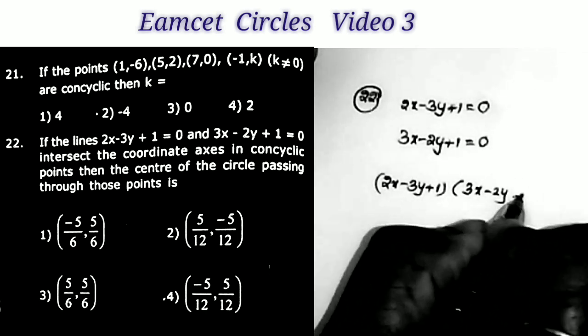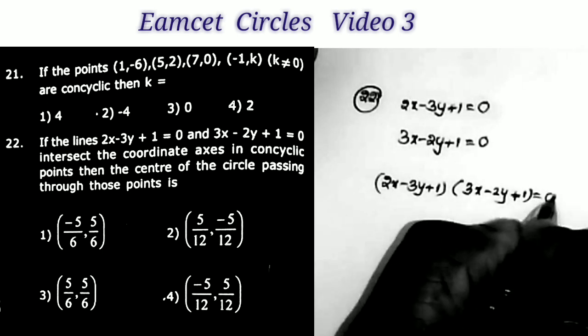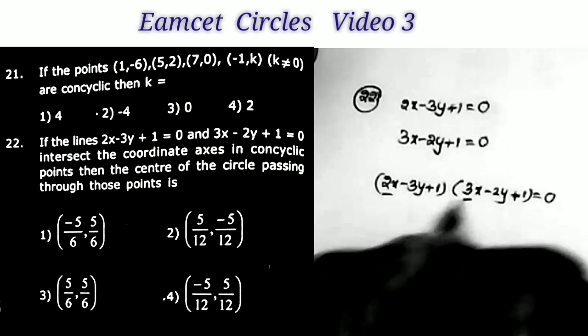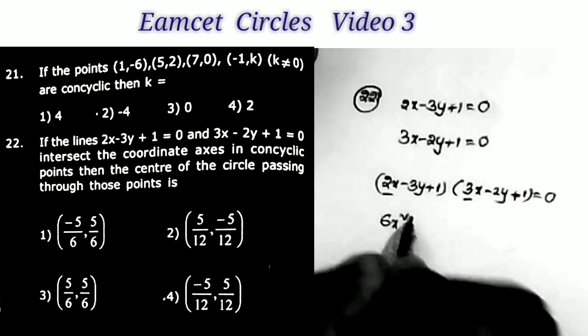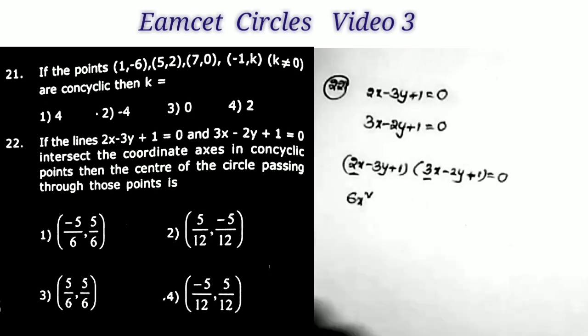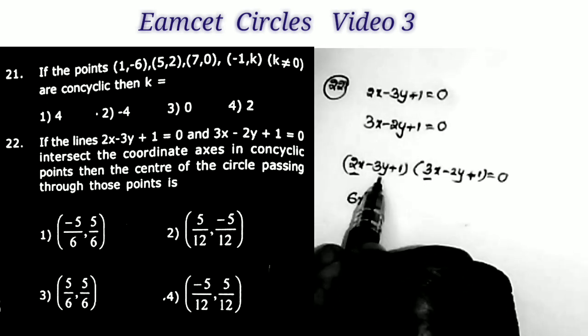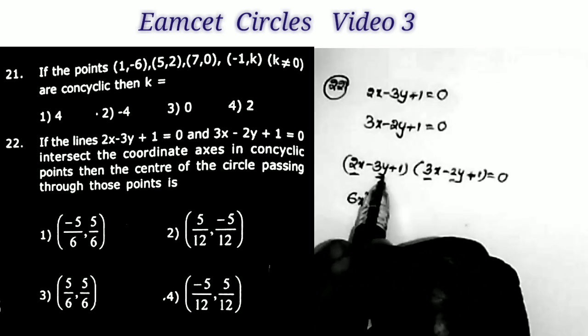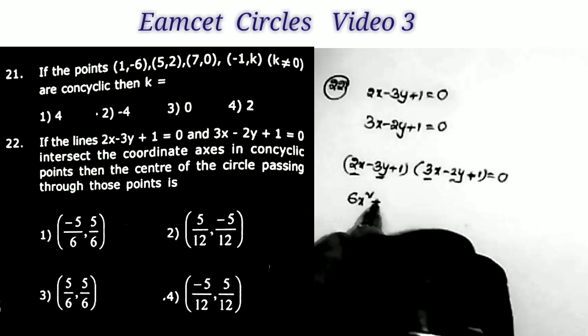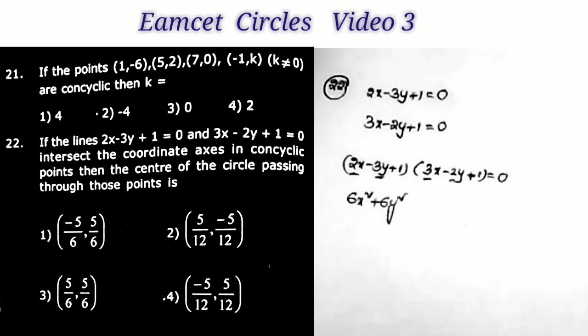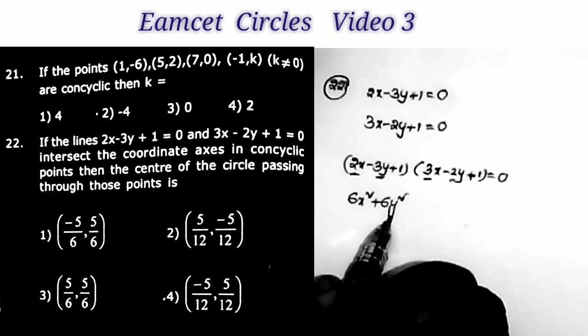What is the first value? I am taking the values in order. 2x into 3x is equal to 6x square. And making the xy term equal to 0. Don't write the xy term here; here we should take the xy term as 0. Next write the y square term. What is the y square term? Minus 3y into minus 2y, that is plus 6y square. No need to write the xy term here. Okay, x square term, y square term.